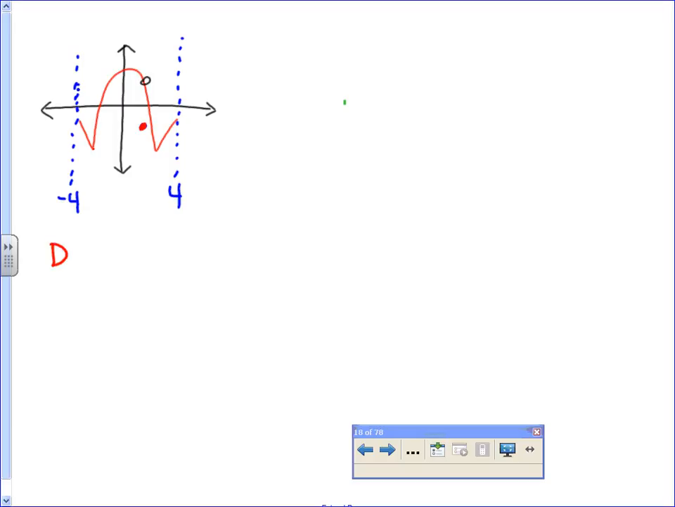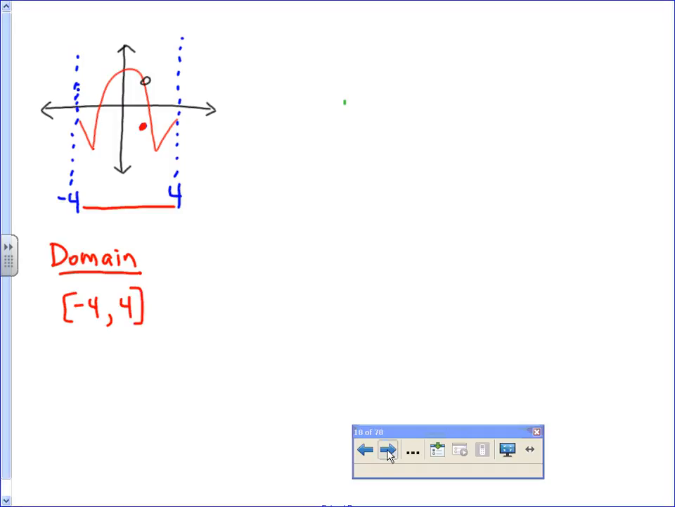So when we start talking about our domain, we need this information here. We go between these two with no breaks. That means my domain in interval notation is going to be from -4 up to 4.